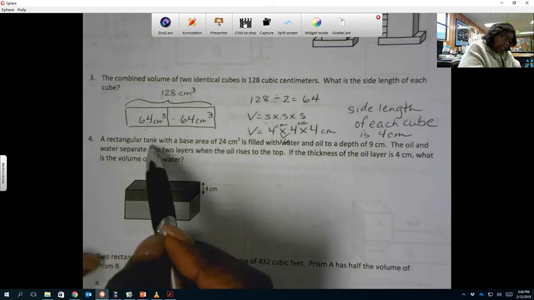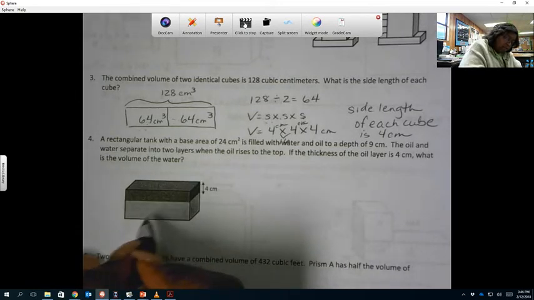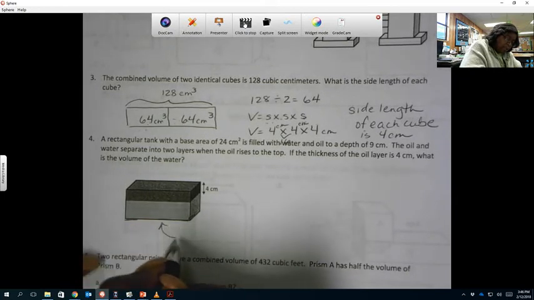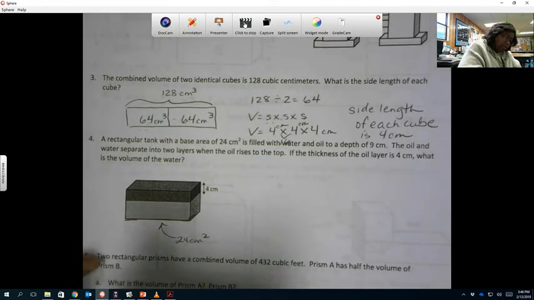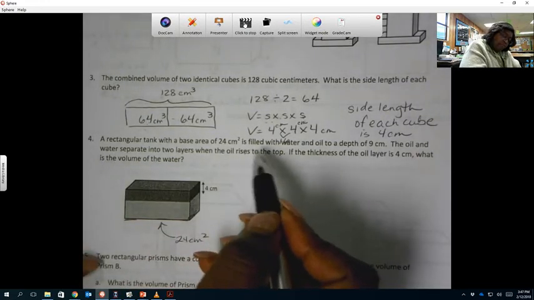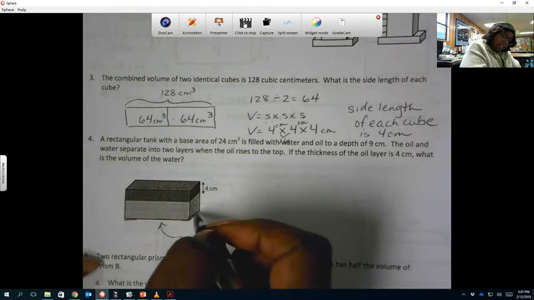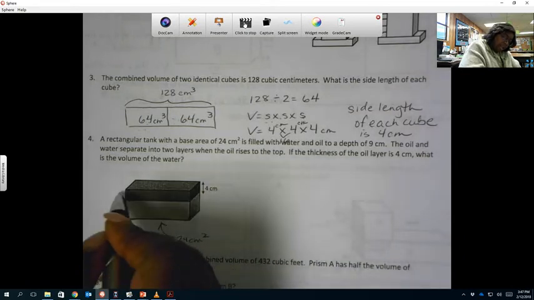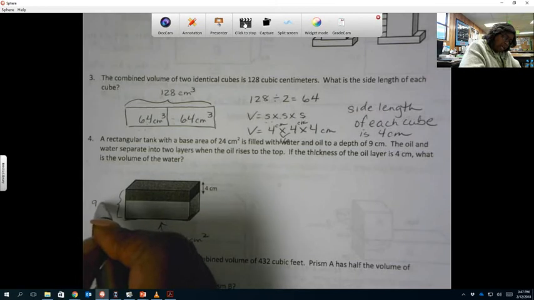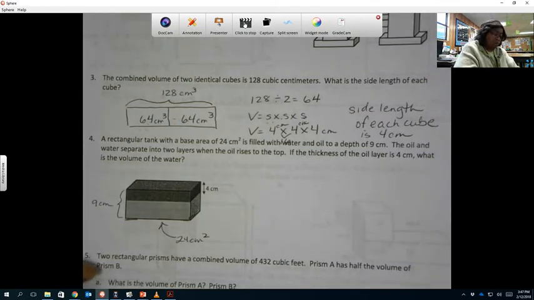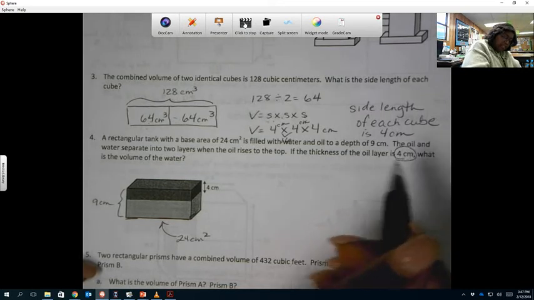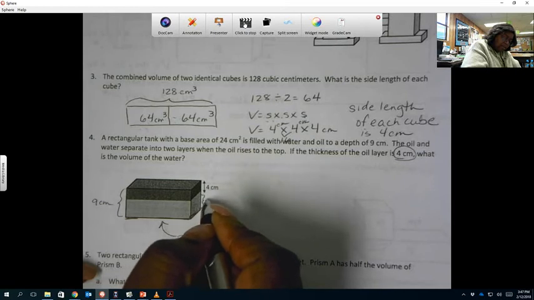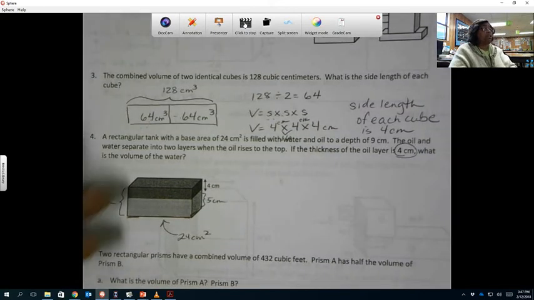It says the rectangular tank has a base area of 24 square centimeters. So that means the length times the width of this base is 24 square centimeters. And it is filled with water to a depth of 9 centimeters. Or the water and oil together have a depth, so that means the whole thing is 9 centimeters. However, when the oil separates, it only has a thickness of 5 centimeters, which would leave this here to be 5 centimeters, since the depth of both of them is 9.